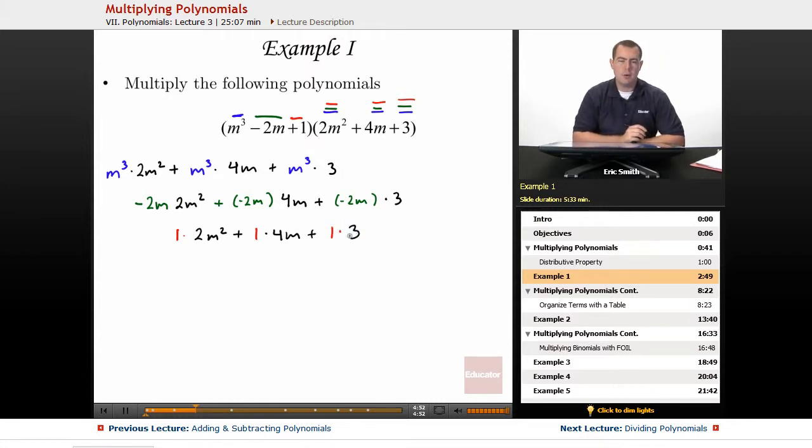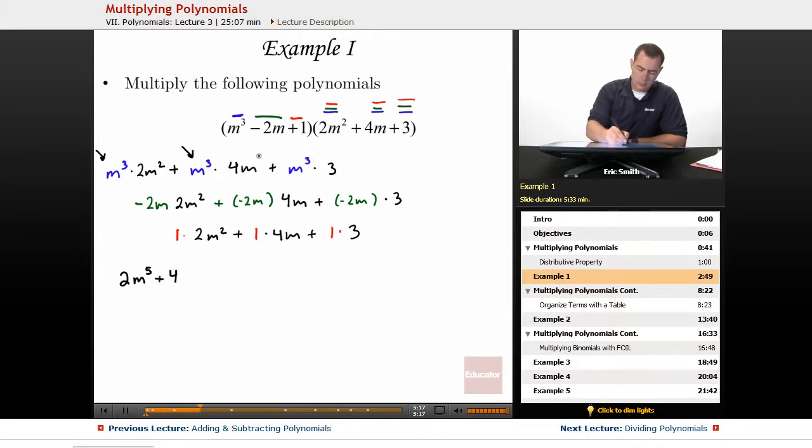Alright, so that's a lot of work, and we still have lots of simplifying to do, but we've made sure that everything got multiplied, so now it really is just a matter of simplifying. Let's take it bit by bit. So starting way up here at the beginning, I have m cubed times 2m squared. Adding exponents, that would be 2m to the 5th. Now I have m cubed times 4m. So we'll add those exponents and get 4m to the 4th. Okay? On to m cubed times 3. So 3m cubed.